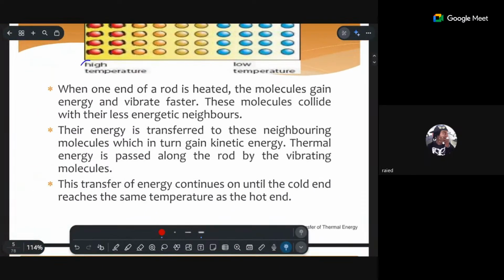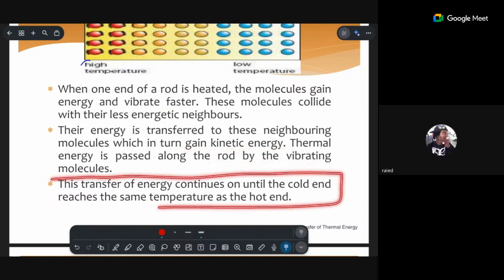So remember this: when one end of the rod is heated, the molecules gain energy and vibrate faster. These molecules collide with the less energetic neighboring molecules, and the energy is transferred to the neighboring atoms. Due to that, the energy is transferred from one point to another. That is basically called the conduction method.